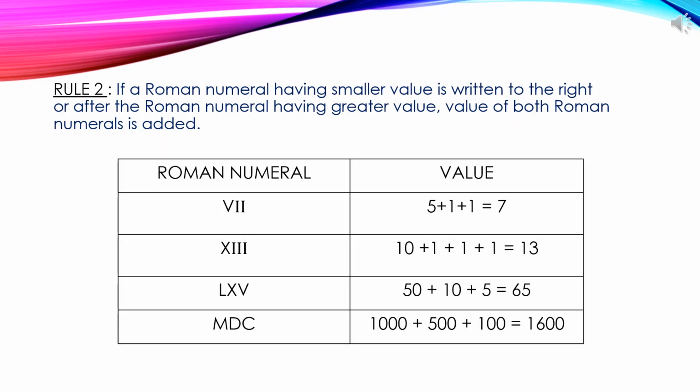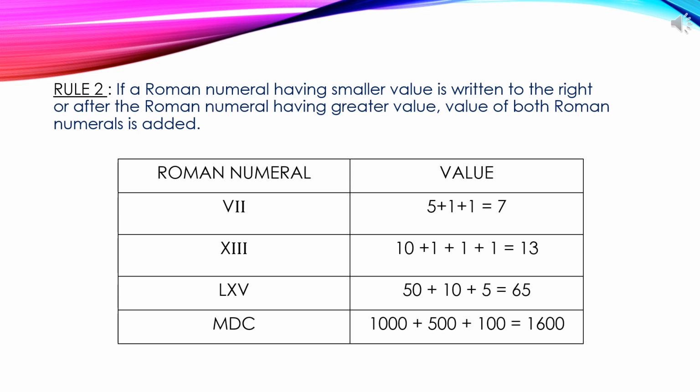Rule 2. If a Roman numeral having a smaller value is written to the right or after the Roman numeral having greater value, value of both Roman numerals is added. Now let's understand with this table. First number is VII. Here V denotes 5 and I denotes 1. 5 is greater than 1. I have written 5 and then after that I have written 1. That means we have to add all these terms. V denotes 5, I denotes 1 and again I denotes 1, that is 5 plus 1 plus 1 equals 7.